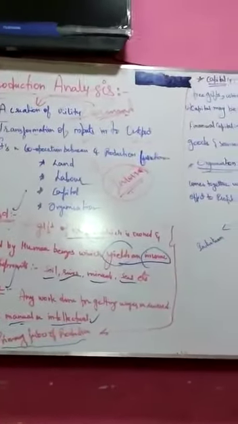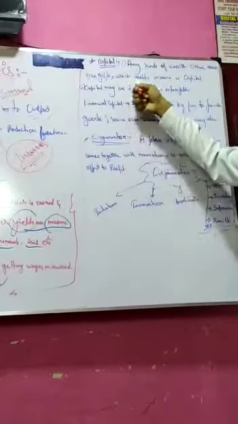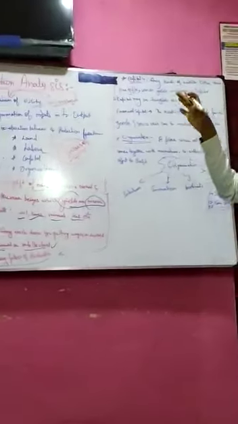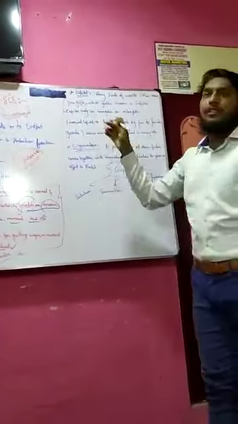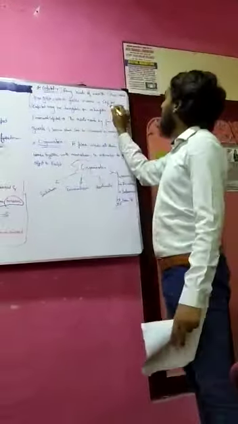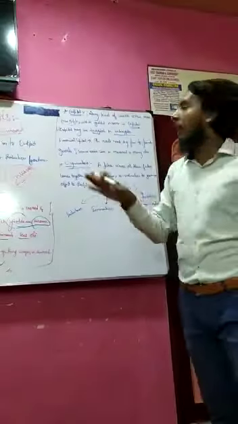Let's go to the next one, capital. Any kind of wealth other than a free gift which yields income is capital. So if you are getting a free gift, other than that, any wealth that you have is known as capital. Capital may be tangible or intangible.